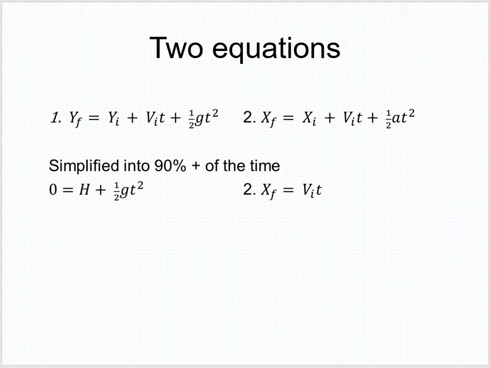Projectile motion. We're going to basically use these two equations. yf equals yi plus vi t plus 1/2 g t squared, and xf equals xi plus vi t plus 1/2 a t squared.